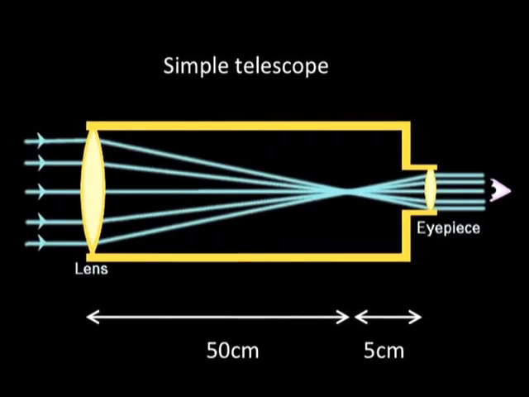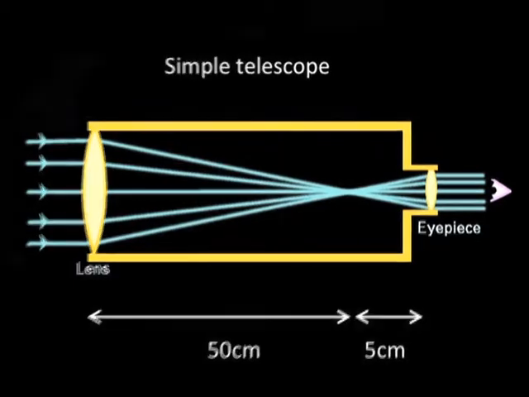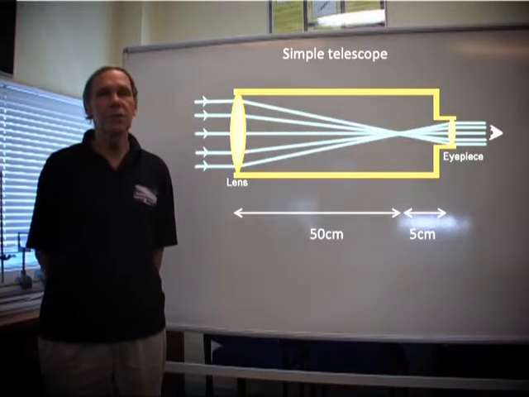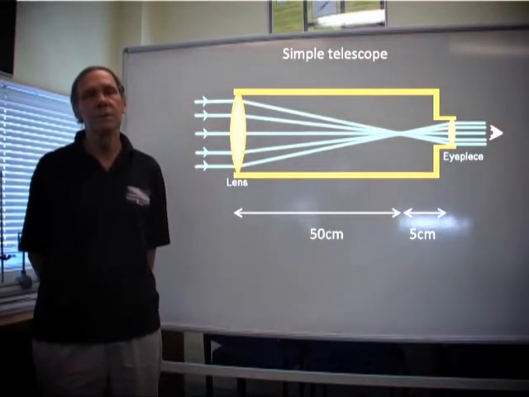From this diagram, we can see that the separation of the lenses needs to be the sum of the focal lengths. In this case, 50 centimetres plus 5 centimetres, or 55 centimetres.